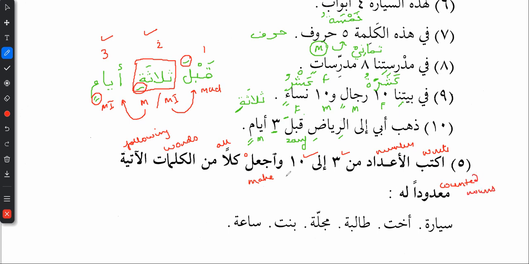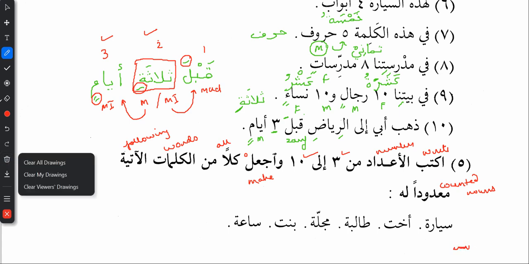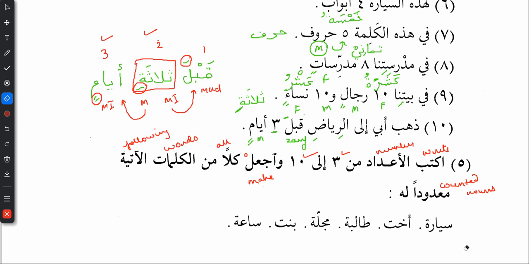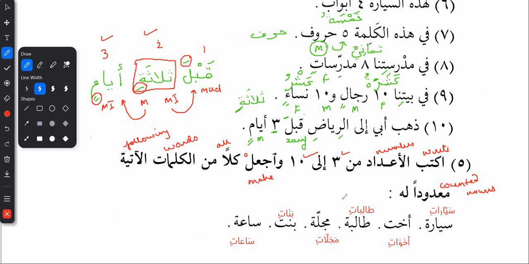So what are you going to write? If sayyara is given as a ma'dud, it will be sayyarat. Sorry, let me just type it because my handwriting is not better. So now let's write the numbers for all the ma'dud. I have written all the ma'dud in plural form. Now decide the numbers. Sayyarat, feminine.